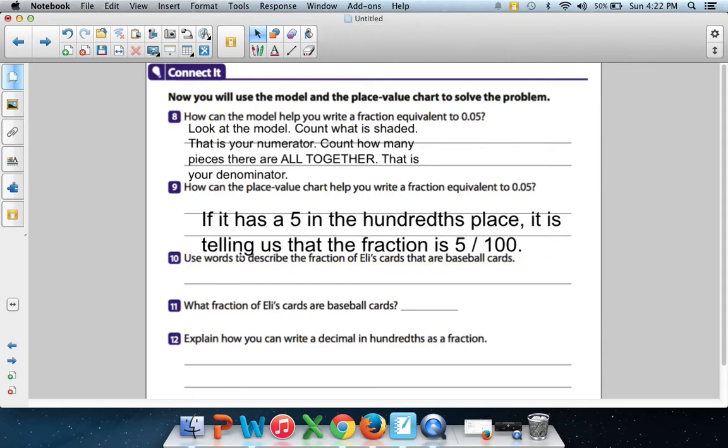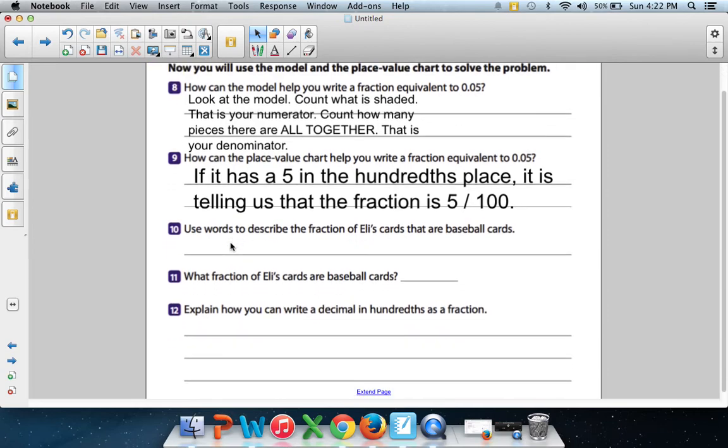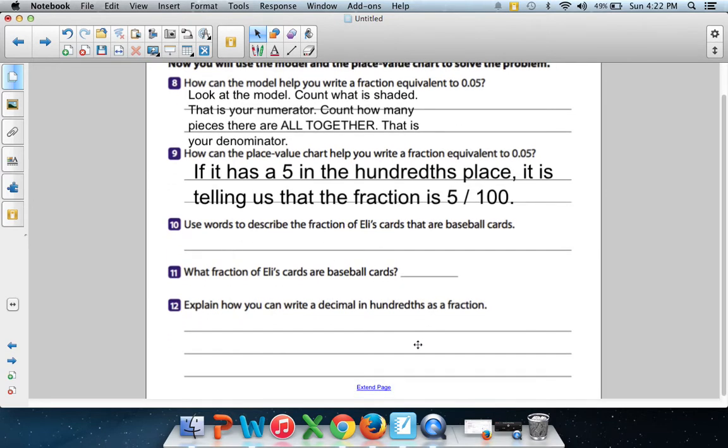That's one sentence. Please don't tell me you're too lazy to write one sentence. Please don't even say it. Use words to describe the fraction of Eli's cards that are baseball cards. All right, looks like we're writing a lot tonight. Here we go. Use words. Okay.